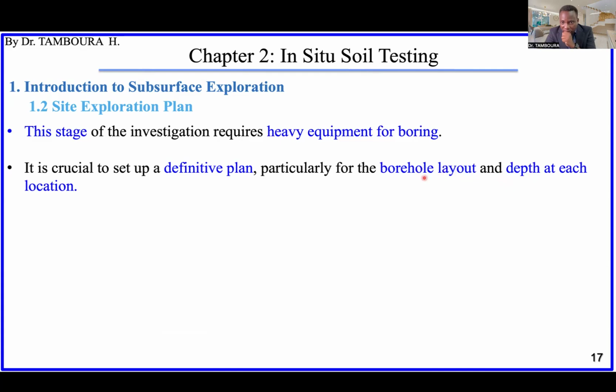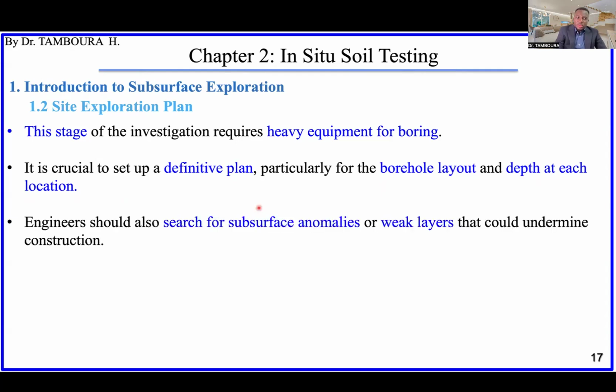So you need to fix the layout of borings, depths, because layout means the location, at which place, depending on the source, the structure you are doing. Where are you going? Even if we know the number of the borings, and also we know the depths, but location where? So we need layout, and also depths of each location.